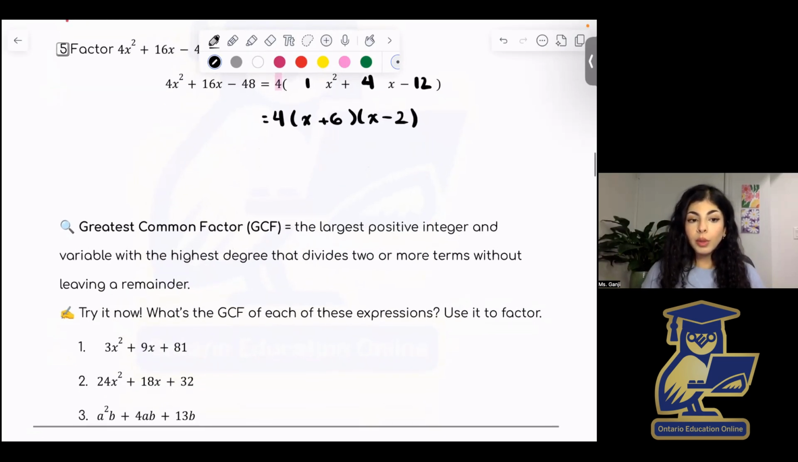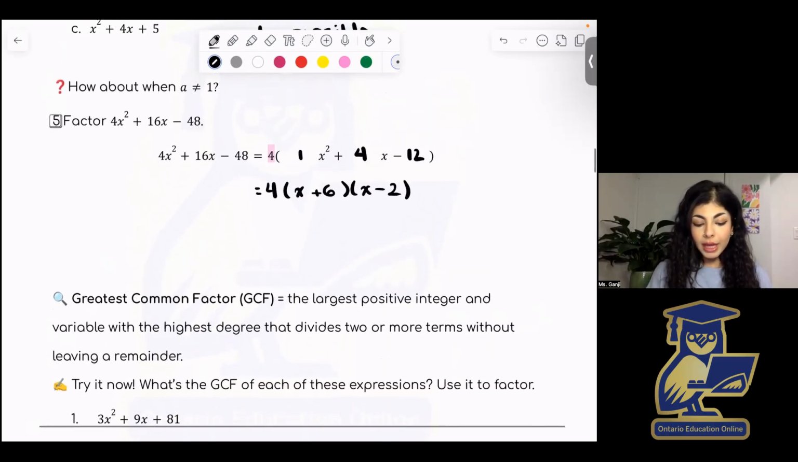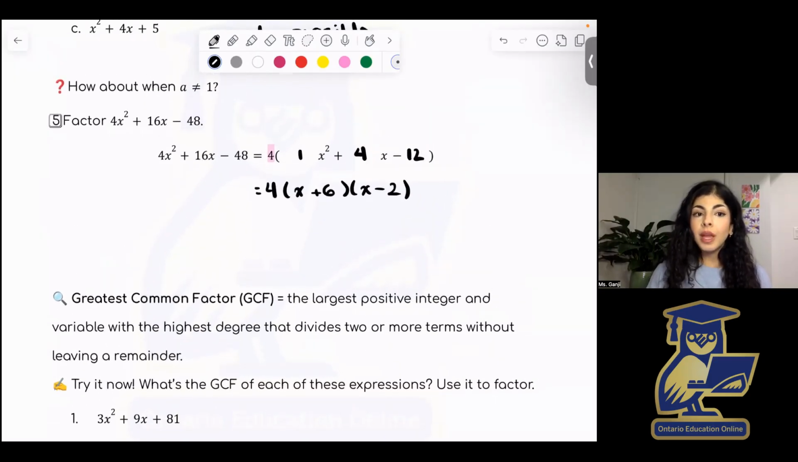And so you always want to check if you have the greatest common factor before you start decomposition because it actually helps when you are working with smaller numbers for decomposition. So if you try to work with a product of 4 and negative 48 and a sum of 16, that was way harder than working with 4 and negative 12.